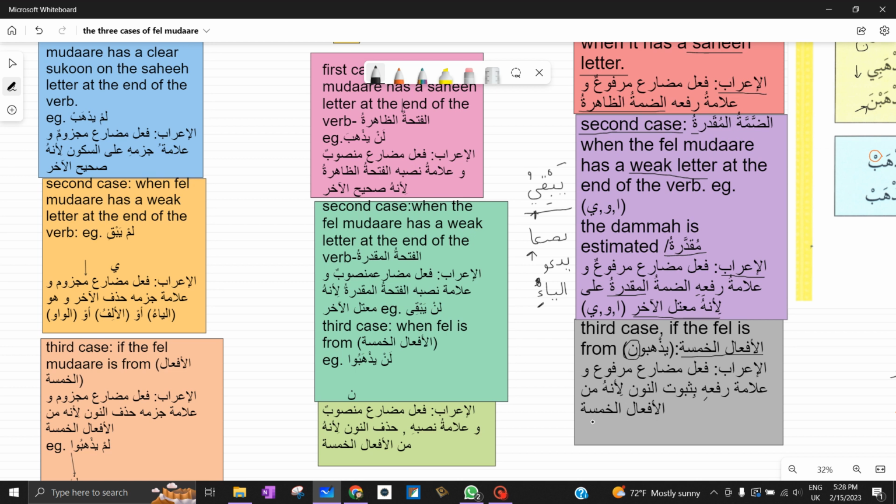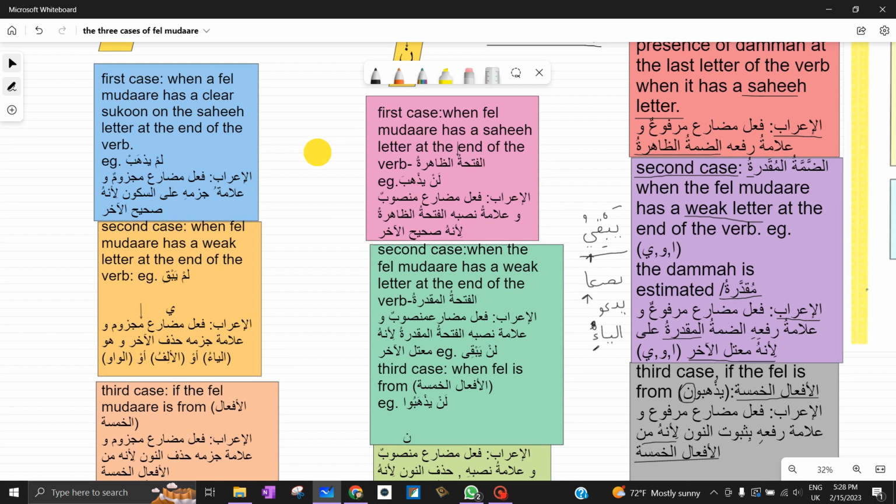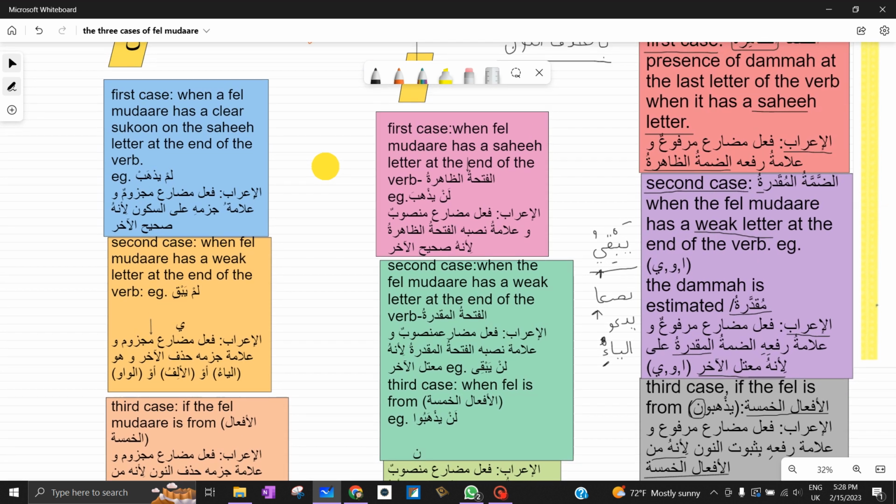Li'annahu min al-af'al al-khamsa. You have to give your reason why it is thubut an-noon there, presence of noon, because it is from the af'al al-khamsa. So you have to give your reasons. So this is how we do all the three cases and i'rab of the three cases.